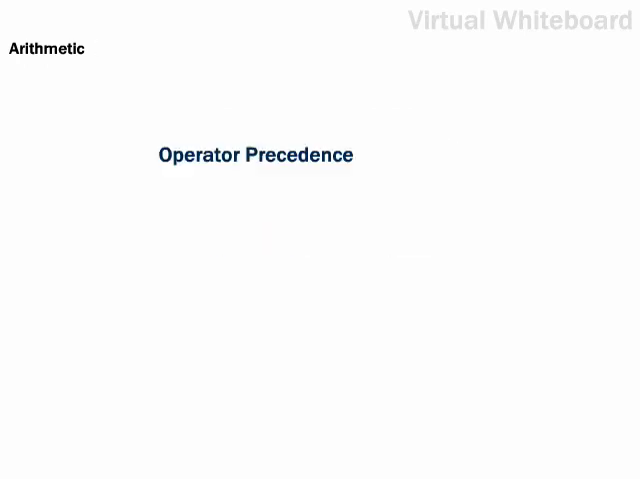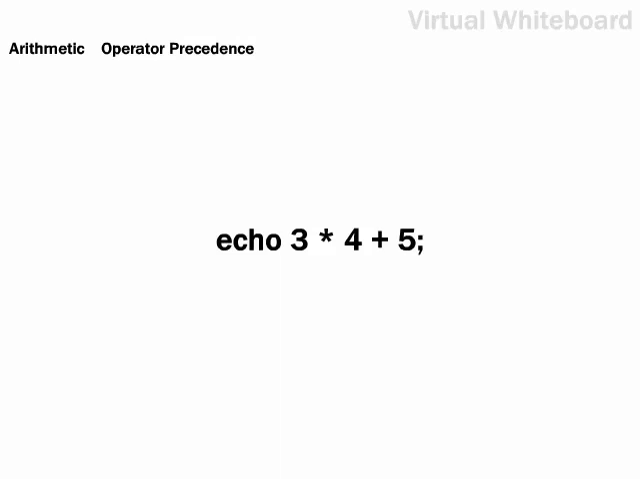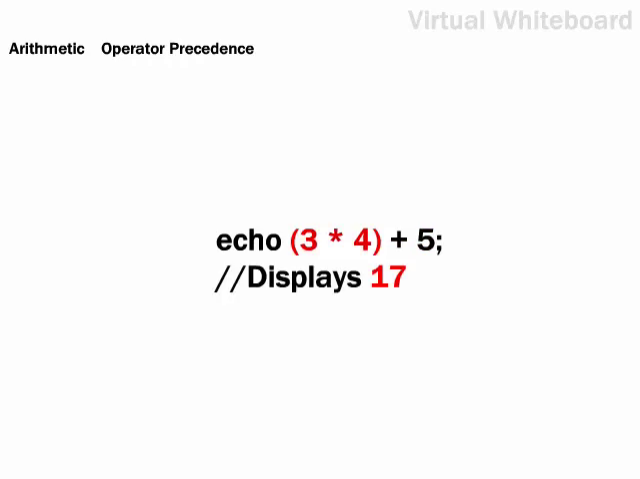Operator precedence. Sometimes statements like this one can be ambiguous. It's confusing because you don't necessarily know if you need to multiply 3 times 4 first and then add 5, or add 4 plus 5 and then multiply it by 3. The order in which you evaluate expressions can make a difference. It definitely makes a difference in this example because if you multiply first, your answer is 17, but if you add first and then multiply, you get 27.